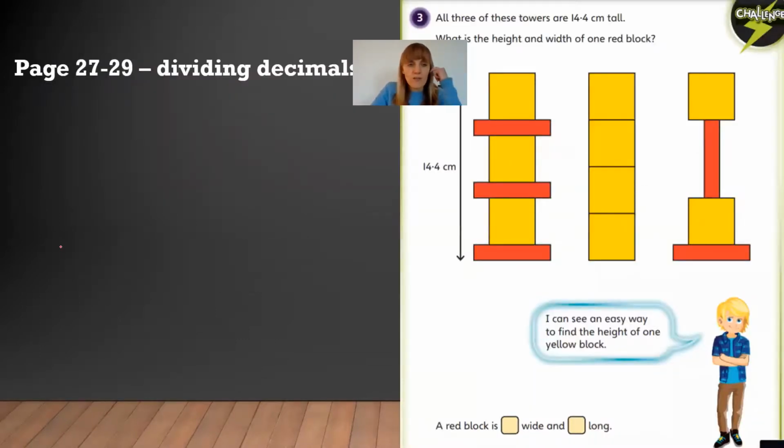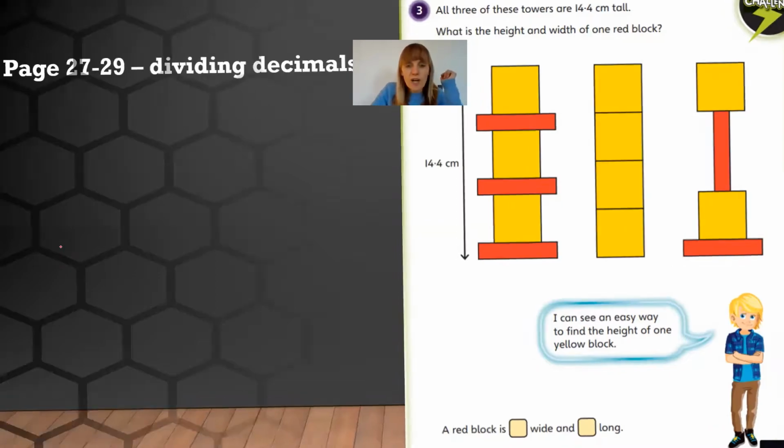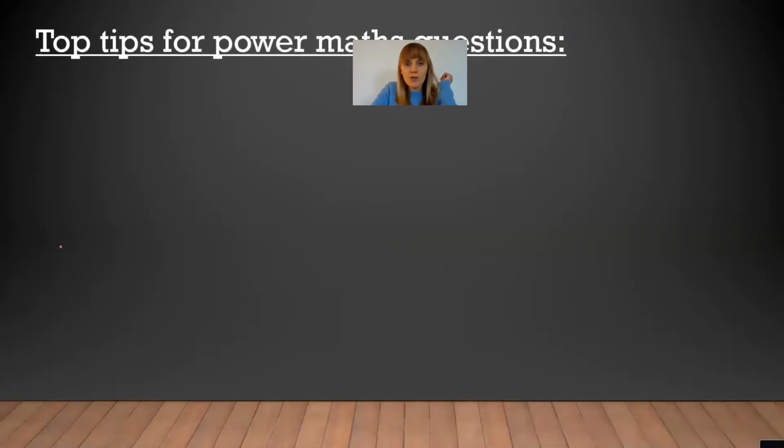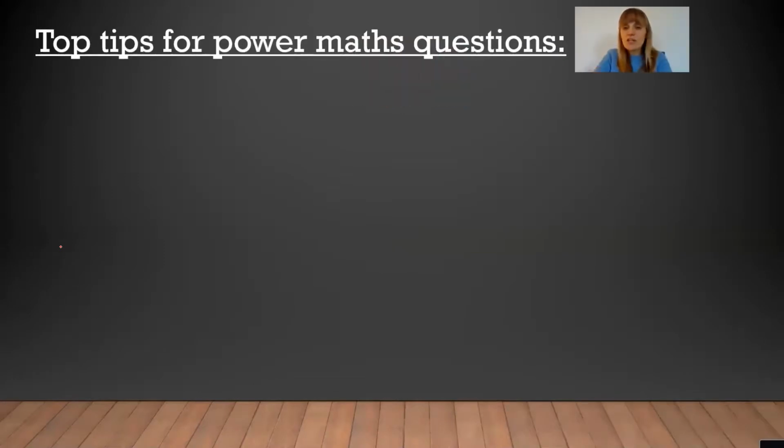All right, now, for today, you're going to be working on pages 27 to 29 on dividing decimals. Now, I've done another slide today because before you go into your books, I just wanted to give you a top tip for question number 3. I think everybody should be okay with questions 1 and 2 if you read them carefully.